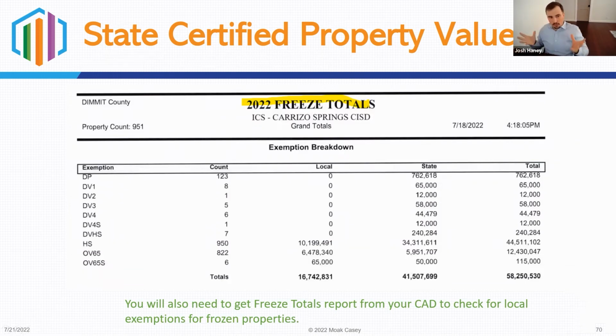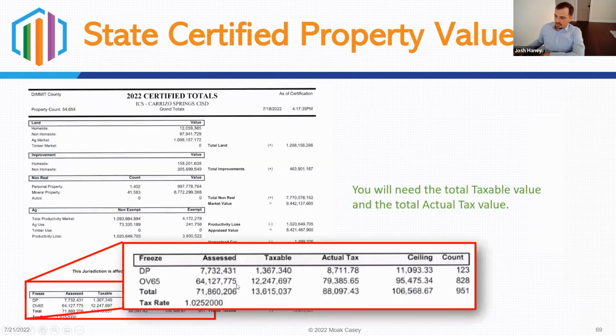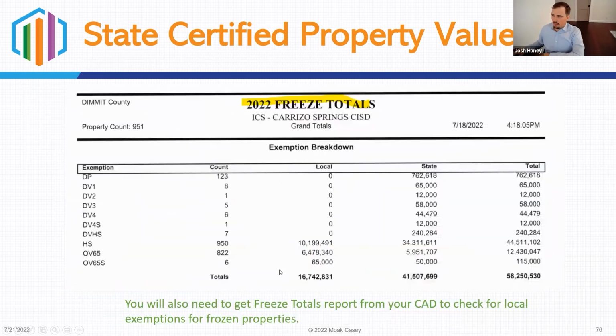And all this is the certified total reports are all the property in your district. Okay, freeze total reports are just the subset of those properties that are over 65 and disabled. Okay, so it's really just all of these properties, and it's a detail on the over 65 and disabled.